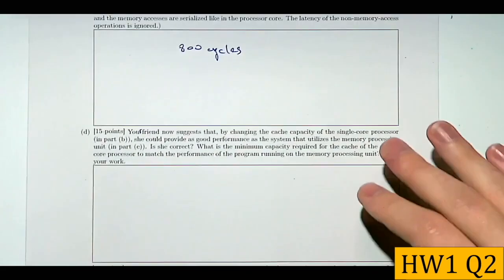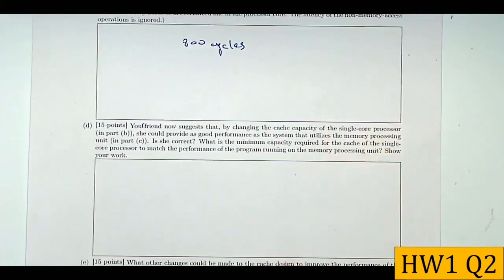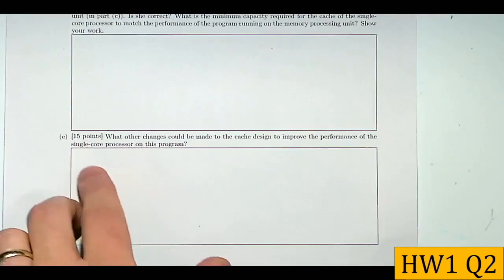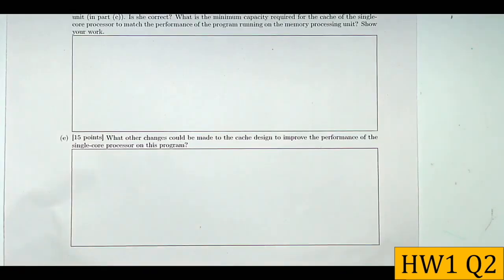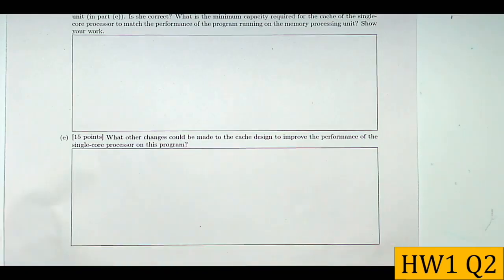So here, in this part, you just change the cache by increasing the number of entries you have in the cache. And in the second part, the fifth part, part E, it asks how you can change the cache design while keeping the capacity the same, or also potentially increasing the capacity, to improve the performance of the design with cache.